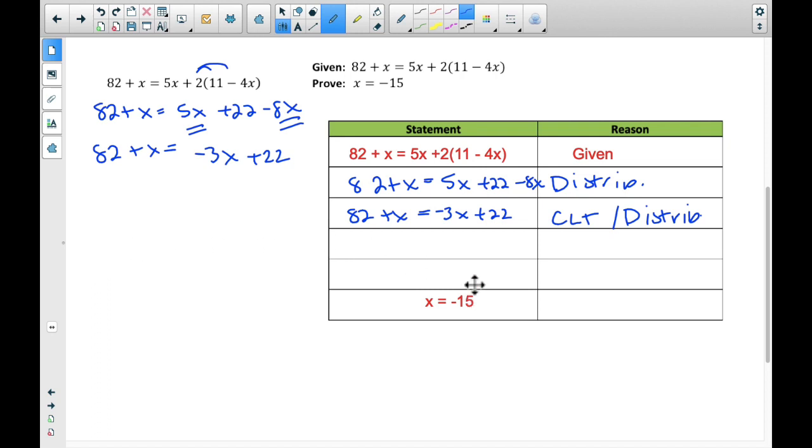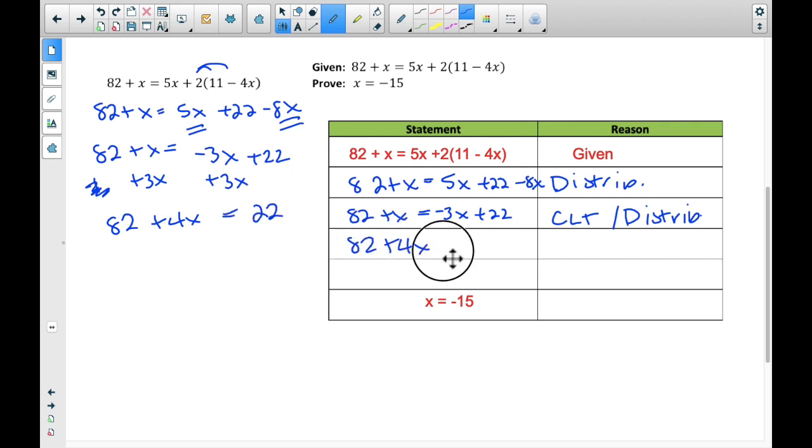Okay, I'm going to take a minute and look and see where I need to get to. Because sometimes you have to look to see what your end goal is. So here's my end goal. I need my x on the left. If I want my x on the left, I have to move this one over. So I get 82 plus 4x is equal to 22. All right, how did I get that? Because I added to both sides. If you add to both sides, you say it's the addition property of equality.